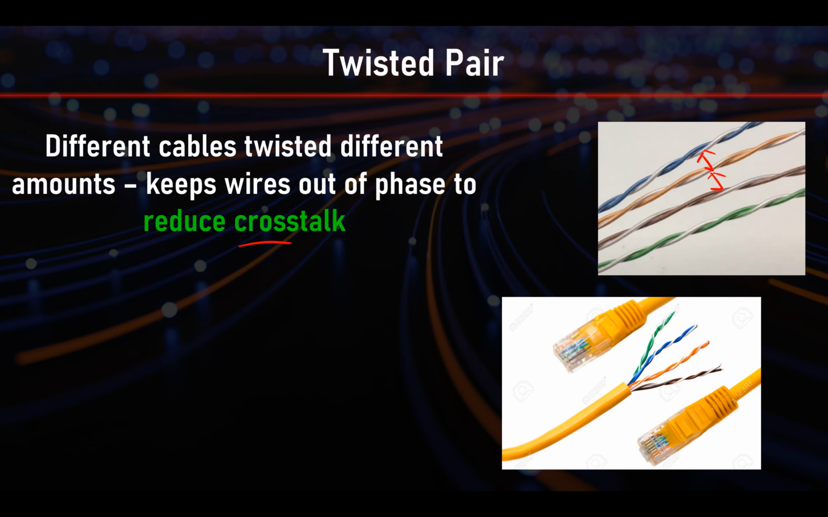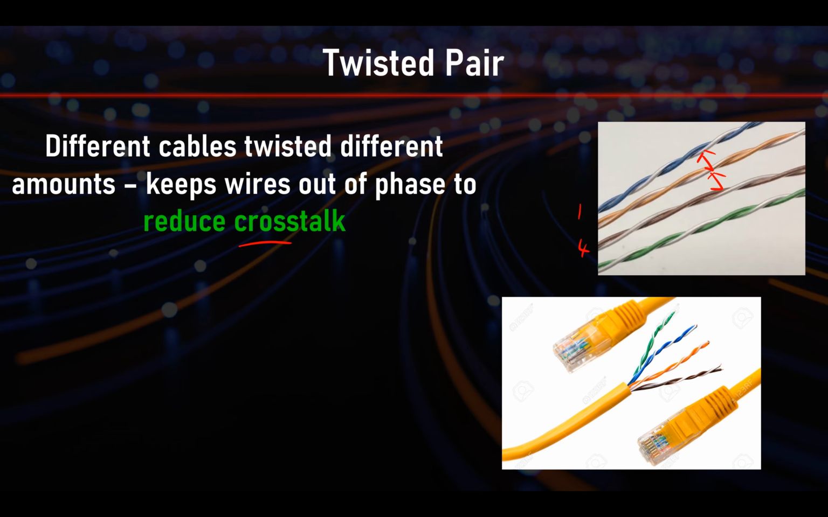Yeah, kind of between the pairs. And if we actually look at this, I think if we see here, for example, this blue one is twisted the most, so the distance between the twists is the shortest. Whereas, for example, if we look at this brown one, I think this is twisted the least, the lowest amount.